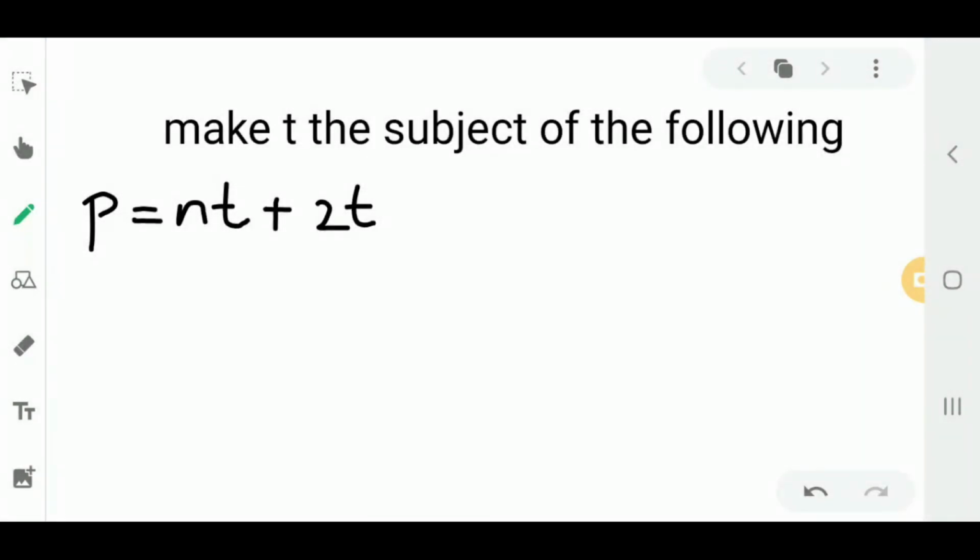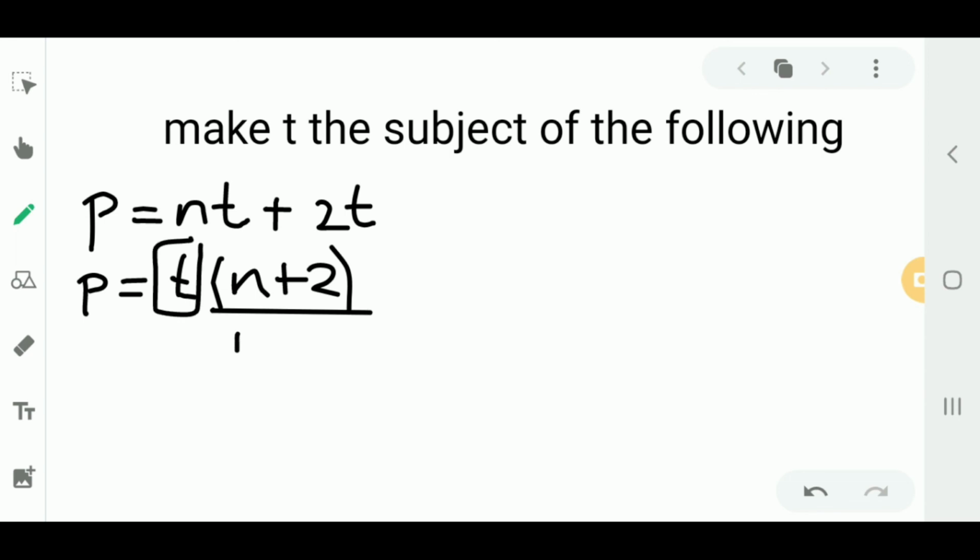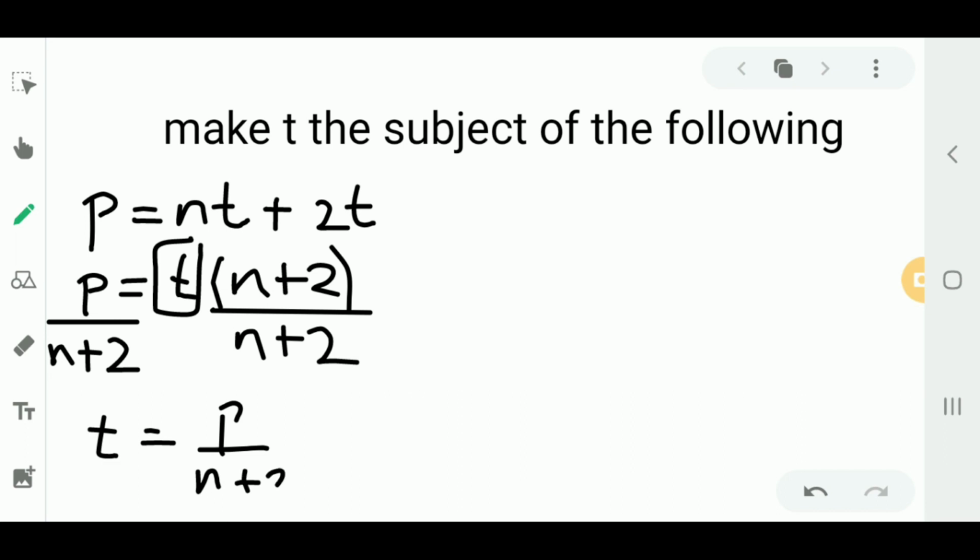So now, when we have P is equal to NT plus 2T, and we want to make T the subject of the formula, what we have to do first is factorize what is common. So we factor out the T, and then we have n plus 2. So now that we can get t by itself, we're going to divide both sides by n plus 2. So t is equal to p over n plus 2.